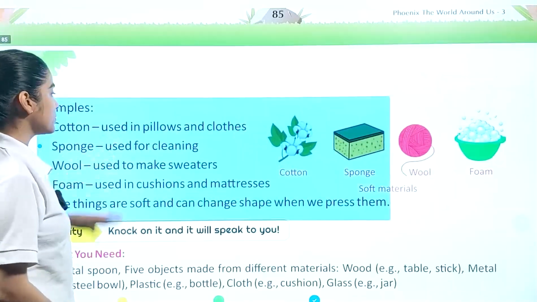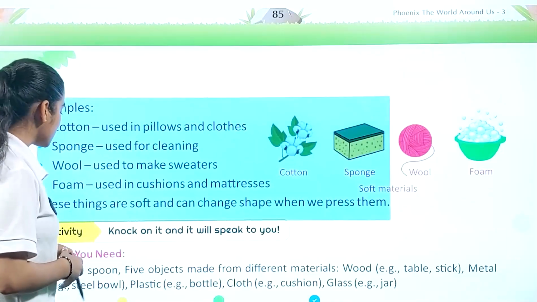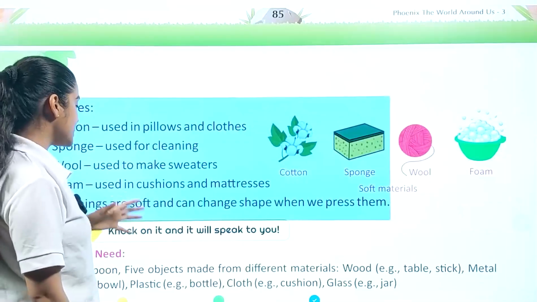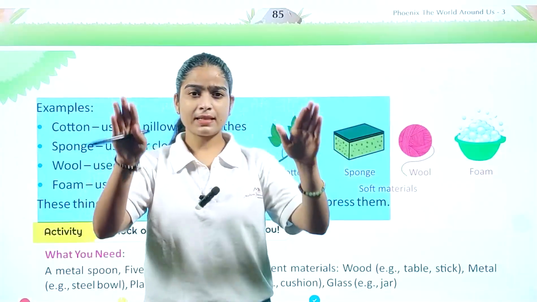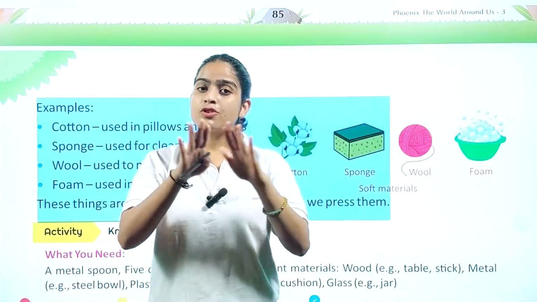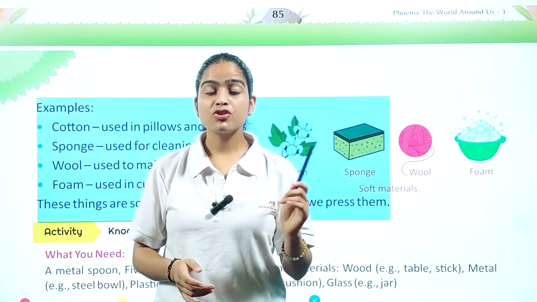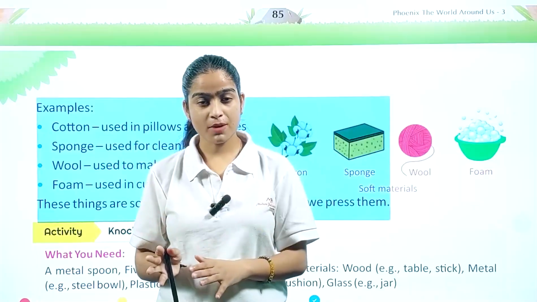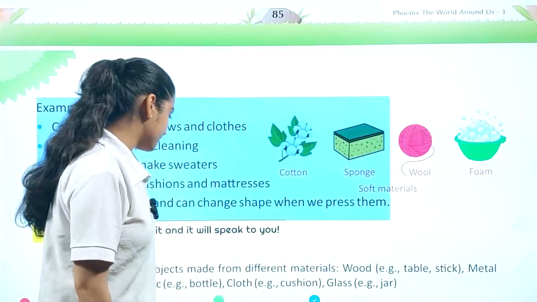Cotton used in pillows and clothes, sponge used for cleaning, wool used to make sweaters, foam used in cushions and mattresses. These things are soft and can change shape when we press them. We generally classify our materials into hard and soft according to their capacity to change shape. If we press them and they change their shape, it means it is a soft texture. Otherwise, it is a hard texture.